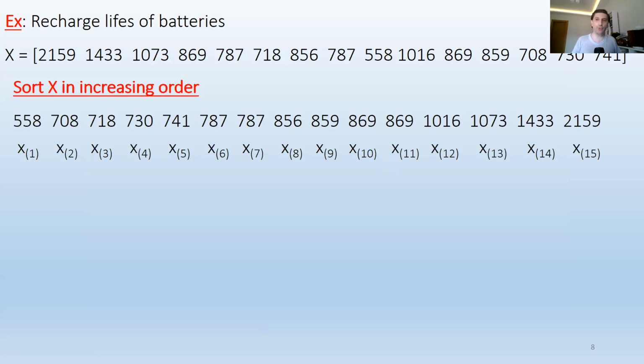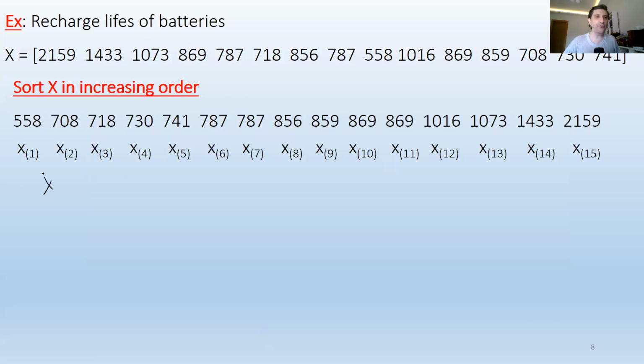I'm going to try to show it on a very simple example. Let's say that these are our batteries and these are our recharge lives. You may take this as hours. So we are going to draw a box plot. What we do is sort the x values in increasing order first.